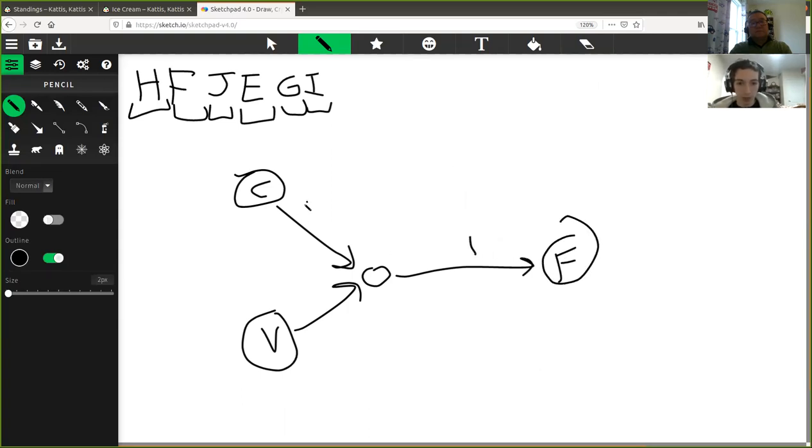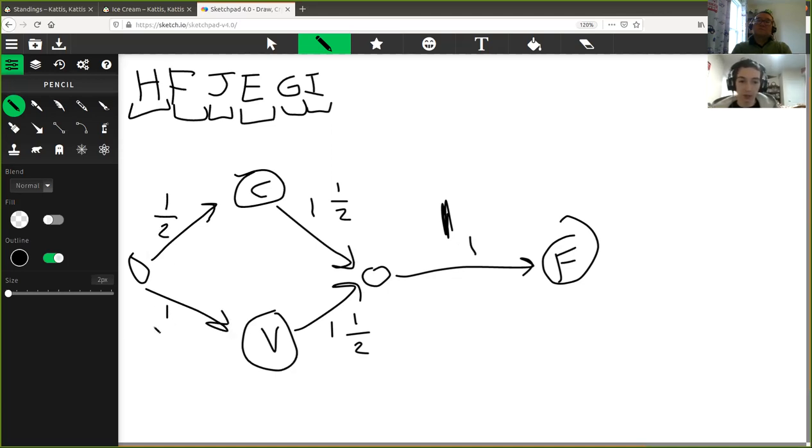Suppose each of these has capacity 1. Then actually the solution is to send 1/2 of a chocolate through here, 1/2 of a vanilla through here, and then 1 of each through here. So actually the correct X to assign for this case is 1/2. And then the final answer you output is the total amount of ice cream, which is the sum of these. And the sum is 1. So even though the answer is an integer, these values won't be integers.